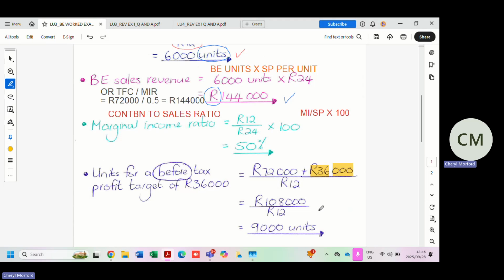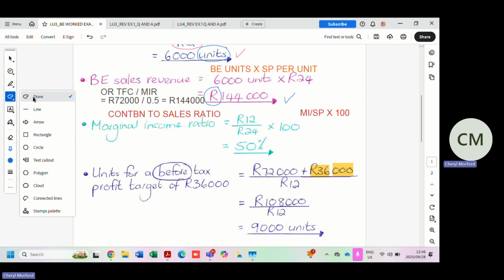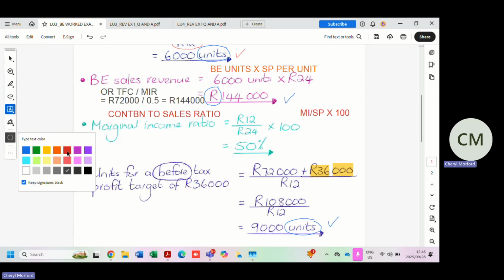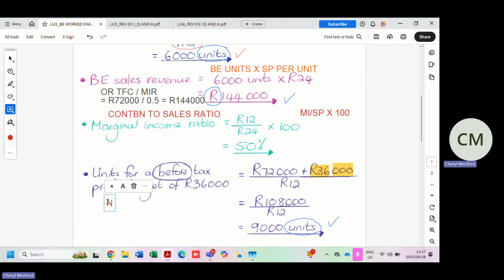So once again, we're going to divide that by the contribution, and we're going to find we get an answer of 9,000 units. So once again, it's units. And what do you notice over here? The number of units that we need to generate a profit must obviously be bigger than the break-even units. So I'm just going to type that there. Your profit target units must be greater than your break-even units.